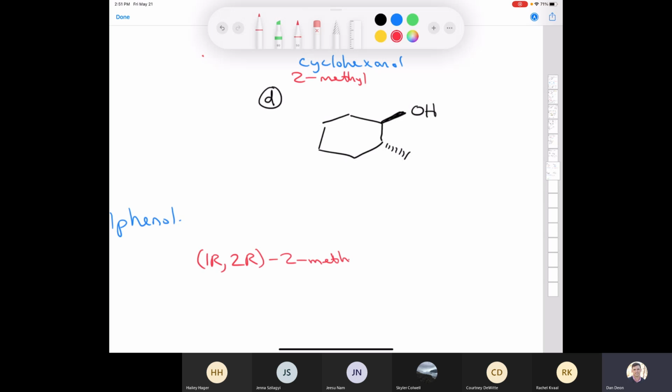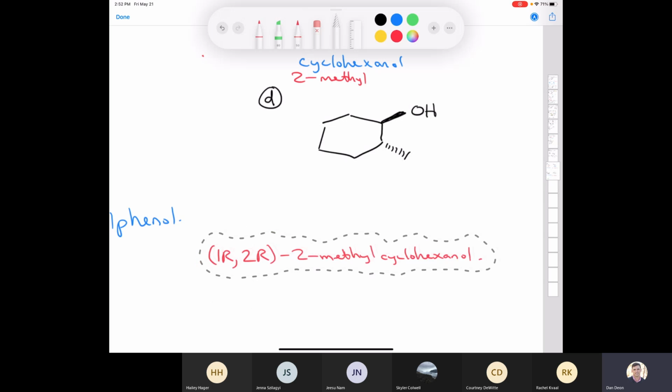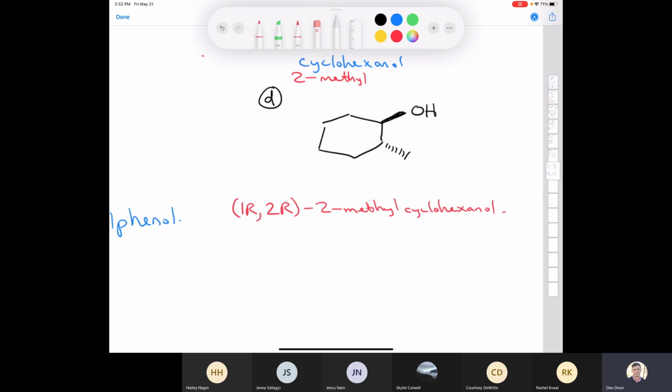2-methyl, all one word, cyclohexanol. And there you have it, folks. That is the name of the compound. 1R, 2R, 2-methylcyclohexanol.